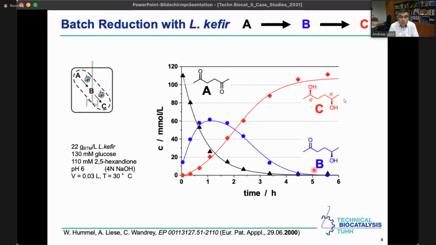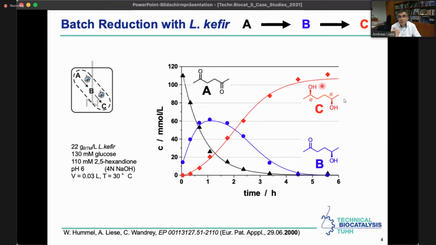Now, we see here a batch operation, and it's typical what you would expect. We have the starting material, diketone, decreasing as a function of time. We have B, the hydroxy ketone, being formed as an intermediate, which is then later reduced, setting up the final product. So it almost looks perfect. We have larger than 99.5% E, larger than 99.5% DE.